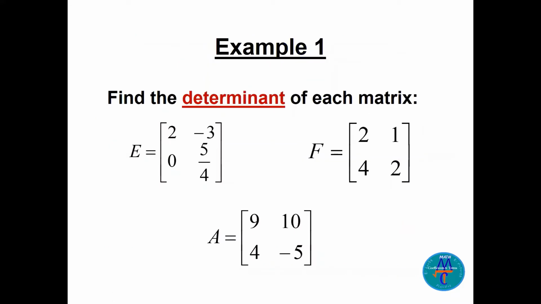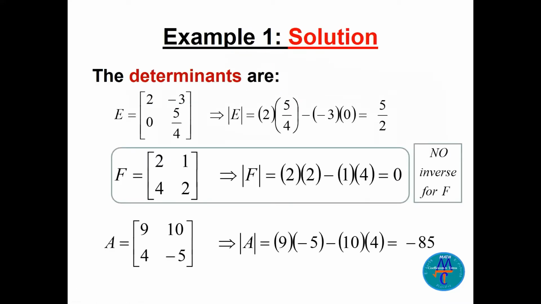Now let's see example 1. Find the determinant of each matrix E, F, and A. Just use the formula because this is 2 by 2. So you can check the numbers, please. You can check the answer if you like. Then you can see the next slide for the solution. Now, ready, I think you are now.